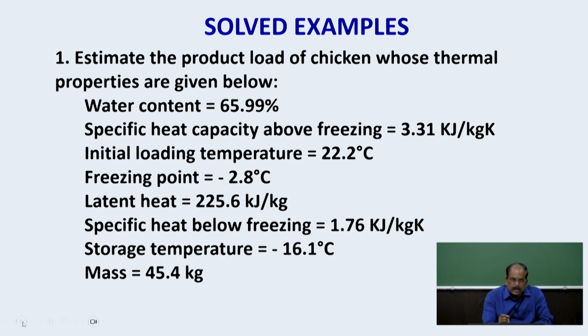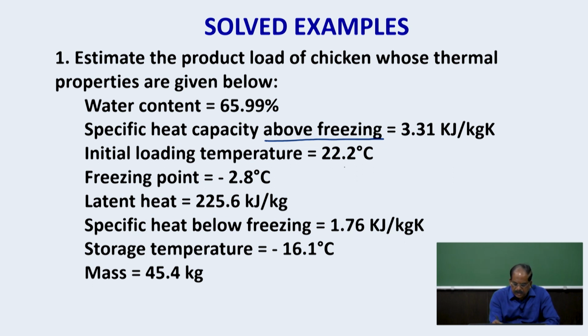The water content present in the chicken is around 66%. To be more specific, it is 65.99. Specific heat capacity above freezing is given. So, this is the Cp value above freezing, 3.31 kilojoule per kg Kelvin.